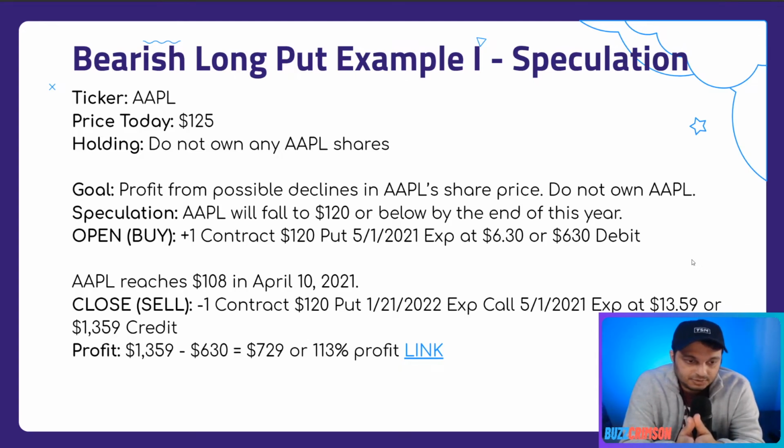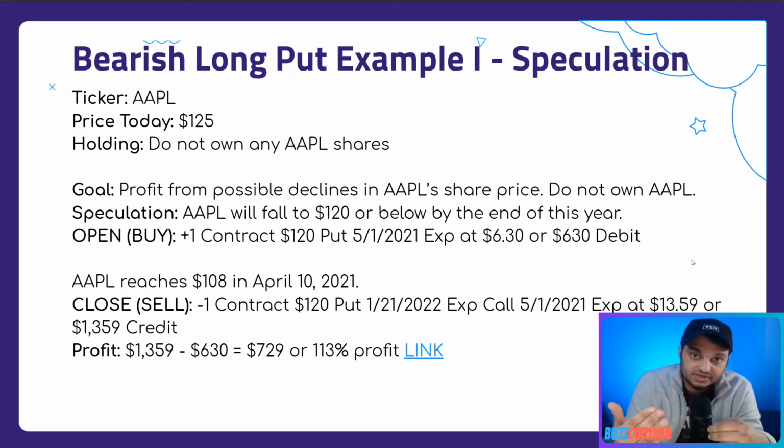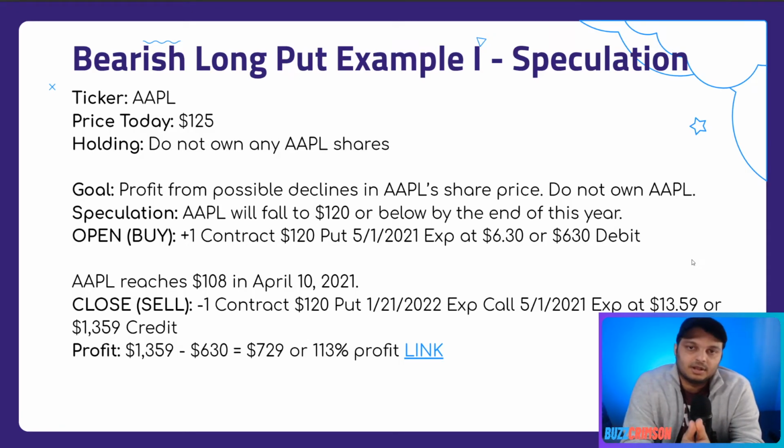Because Apple price declined significantly and my put option became in the money, the price of the option increased significantly because it's in the money. When I was selling it, it was priced at $13.59. So I captured $729 profit. That's about 113% profit compared to how much money I had to invest to buy that option.